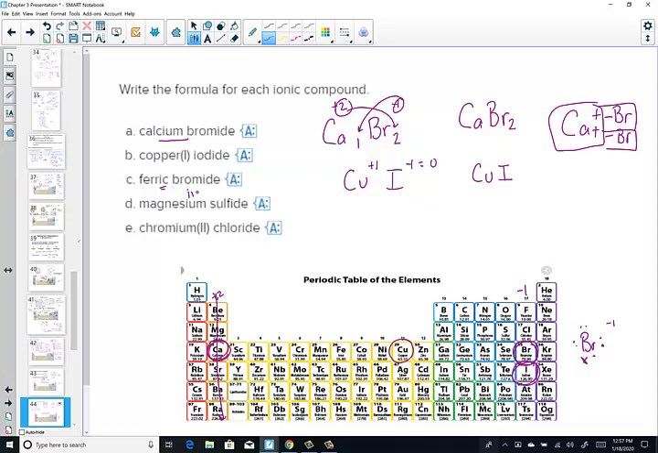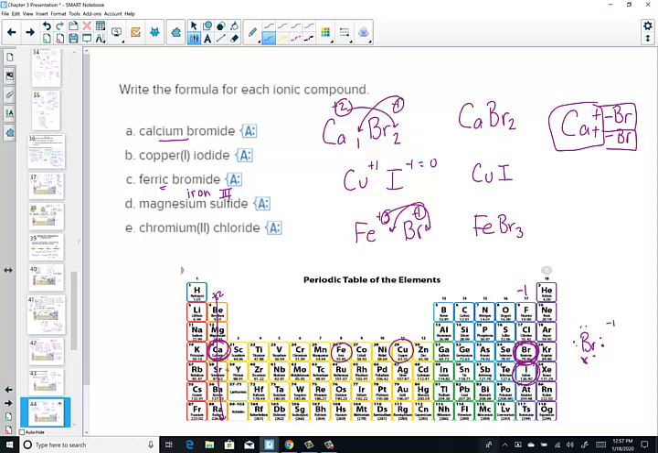Ferric gives us the higher charge on iron. Ferric bromide I could name as iron 3 bromide, telling me that iron is a +3 and that bromide is a -1. I know that based on where it lives. Crisscross, bring these around and down. FeBr3, iron 3 bromide.